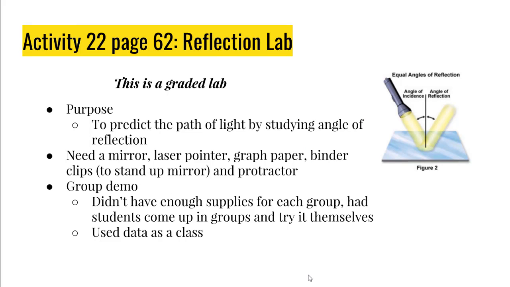Okay, activity 22, this is a graded lab. This is a reflection lab where students are essentially asked to predict the path of light by studying the angle of reflection. Now, for this one, you're going to need a mirror, a laser pointer, the graph paper and stuff. You're going to need clips to stand up the mirror and a protractor to measure the angle.